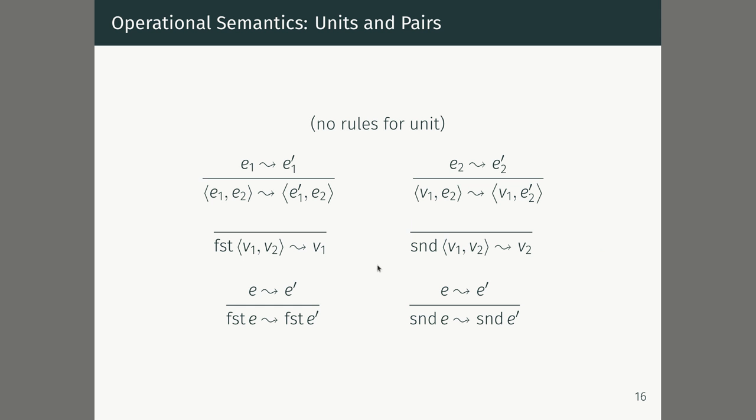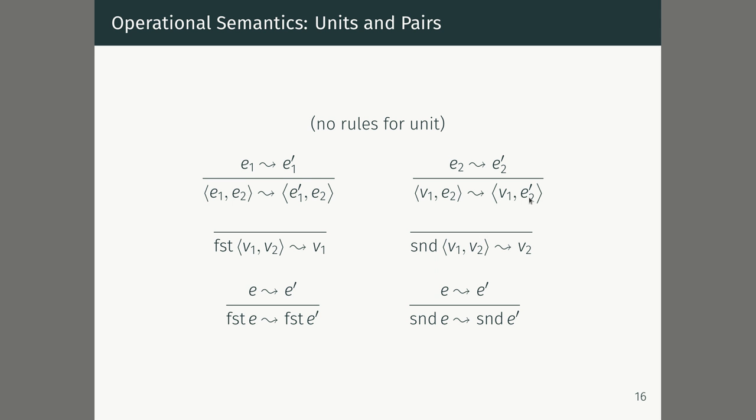Some of these rules will be bookkeeping congruence rules. So on the top, we see that if we have the pair E1, E2, it will step to E1 prime, E2 if E1 steps to E1 prime. Or reading it top down, we can say E1 steps to E1 prime implies that E1, comma E2 steps to E1 prime, comma E2. So the idea here is that when you see a pair, you're going to evaluate the first component first. And if the first component is already a value, then what we want to do is evaluate the second component. So if the first component is a value, we'll see if E2 can step to E2 prime, and then in that case, V1, E2 will step to V1, E2 prime.